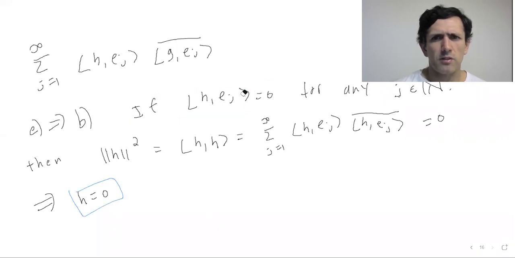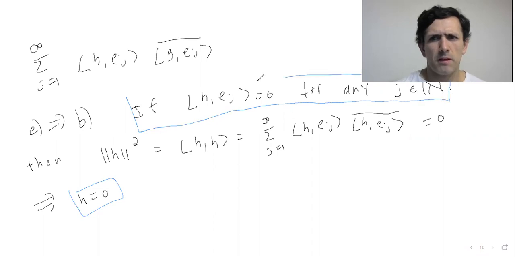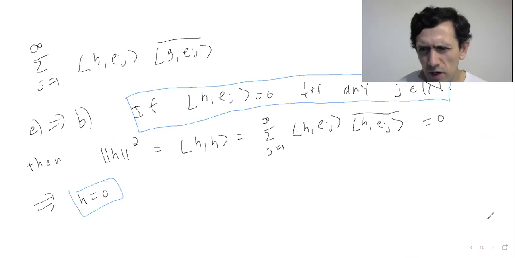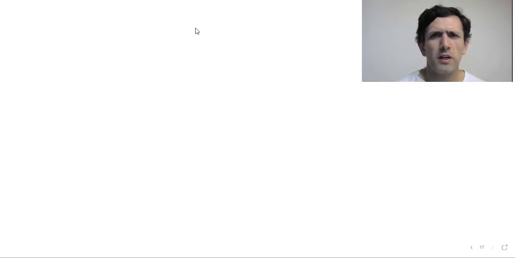So I guess I should circle, or rather put in a rectangle. Oops, I didn't want to do that. Sorry about that. If this is true, then h is 0. All right, and I'm running out of space in my Zoom whiteboard. I've got to figure out a better option.